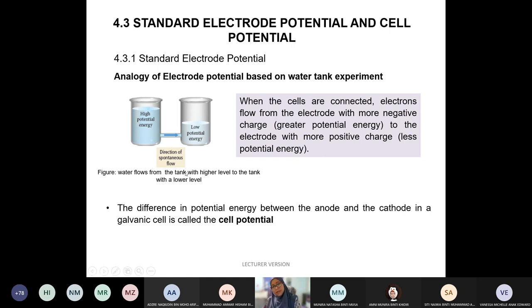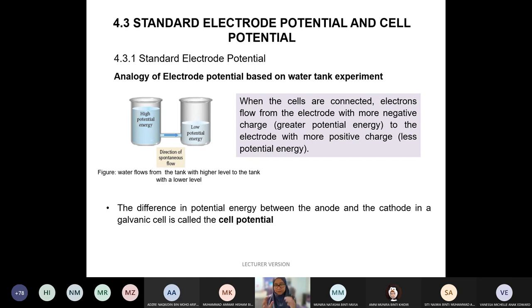Okay, so water flows from the tank with the higher level to the tank with the lower level until it reaches balance. Okay, so the difference in potential energy between the anode and the cathode in a galvanic cell is called the cell potential. Okay, don't get confused. We have electrode potential and cell potential. Electrode potential means we are focusing on copper only, zinc only. So that is electrode potential. But when we combine these two and form a cell, this difference in potential is what we call cell potential. So it becomes a cell, a galvanic cell. So the difference in potential of both electrodes, we can measure, and it is called cell potential.